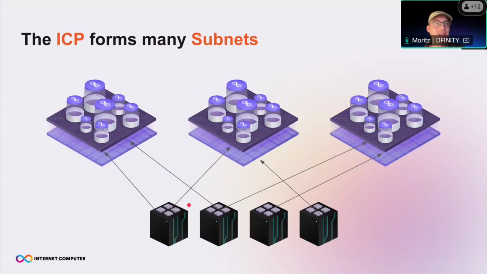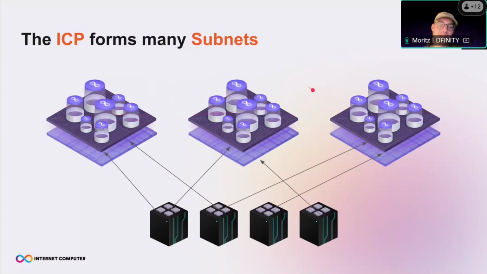And within those data centers, there are node providers that run nodes. Those are the gray rectangles here. And nodes, again, form subnets. Those are the things up here. And every node can only be part of a single subnet. As an explanation, a subnet is basically a small independent blockchain, so to say. So it's a replicated state machine. And that means that every node within a single subnet performs the same computation on the same state.